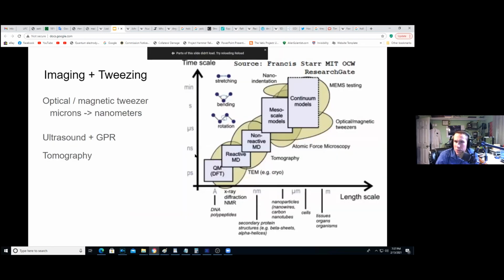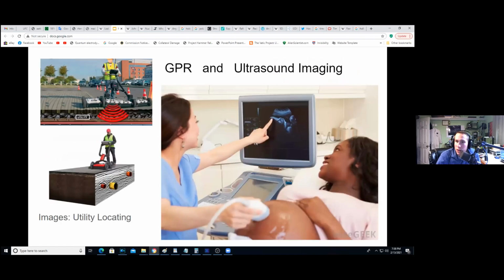All right. Oh, this one's important. This graph shows you imaging and tweezing, and talks about the length of tissues and organs and cells. We can use MEMS and scanning electron microscopes to see on that level. Then we can use optical and magnetic tweezing to move things on that level. And then when we want to see below cells and into proteins and maybe even into atoms themselves, we've got to go lower.